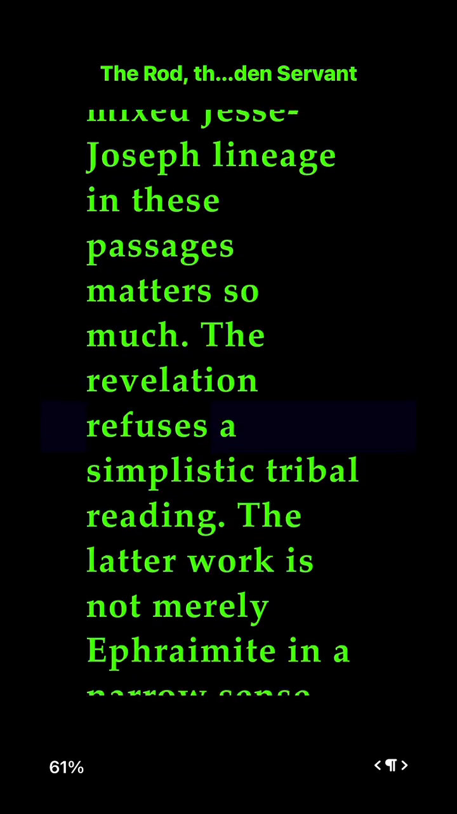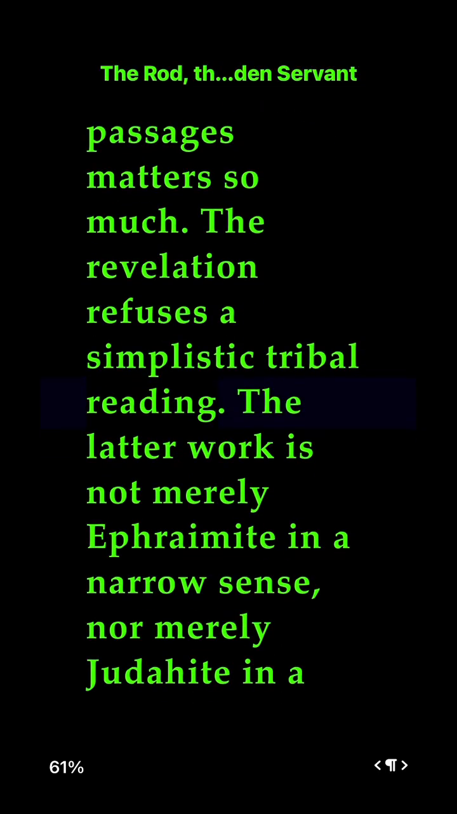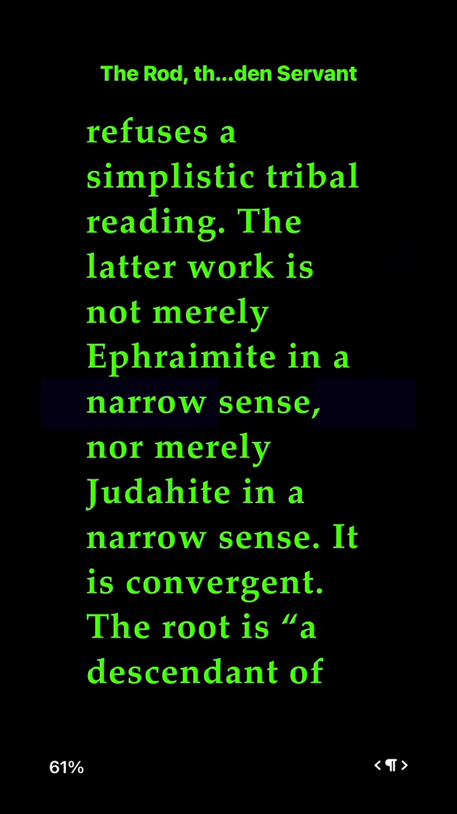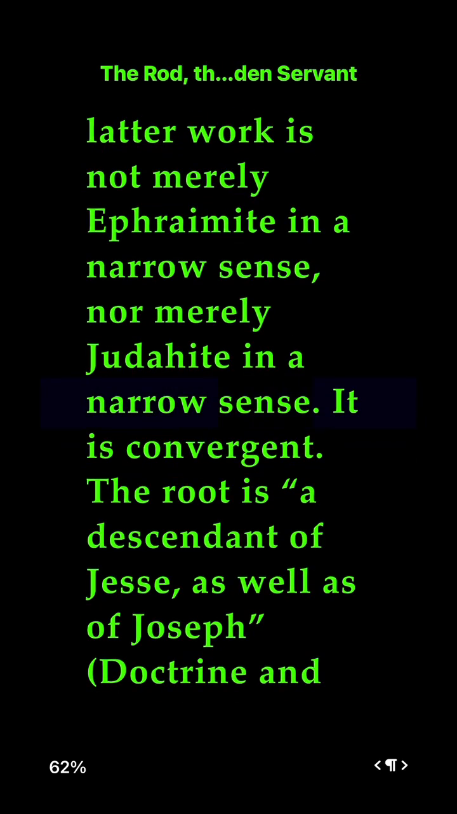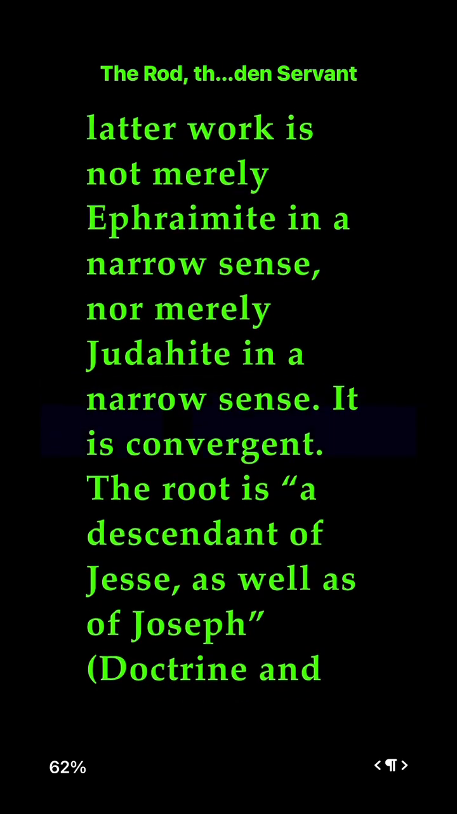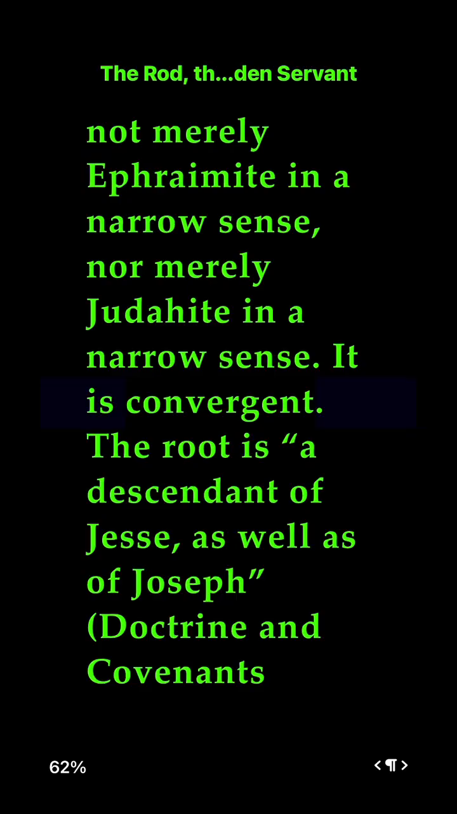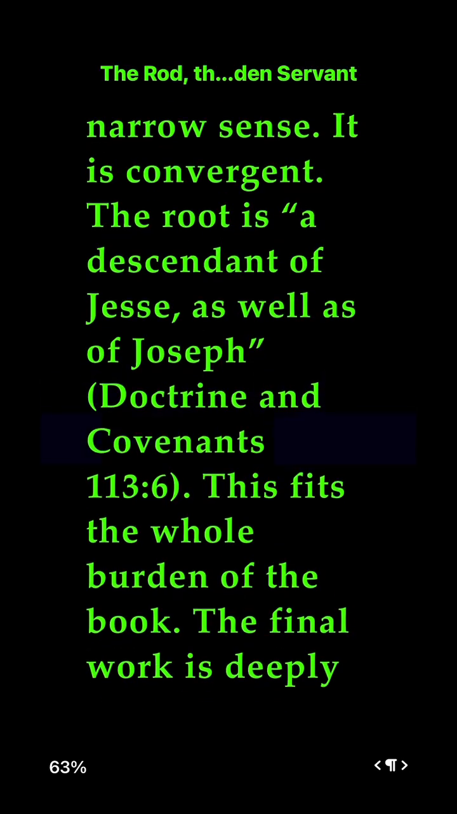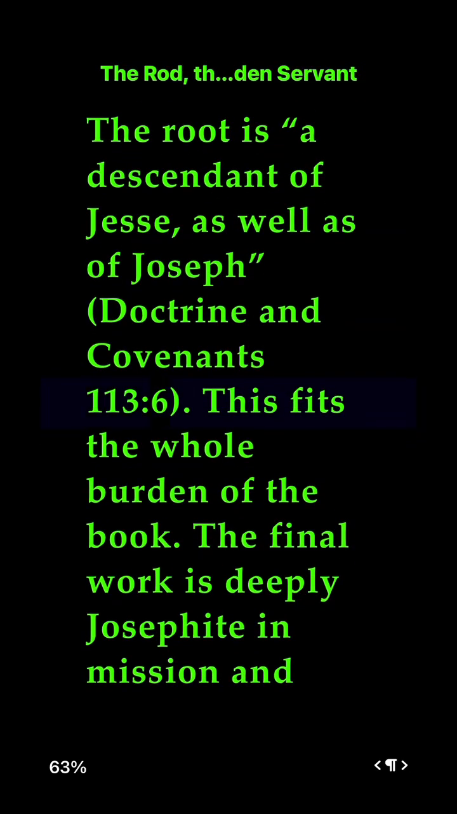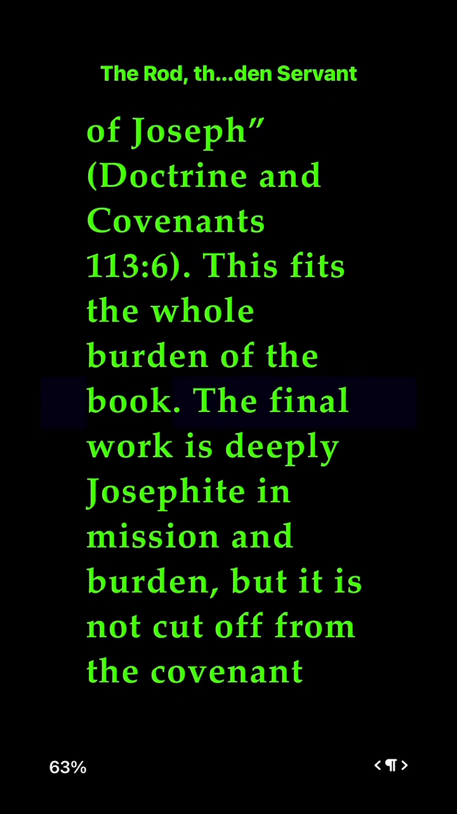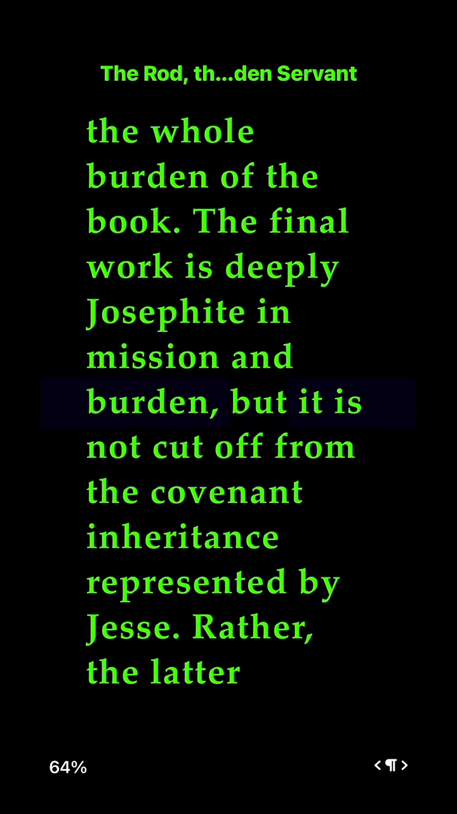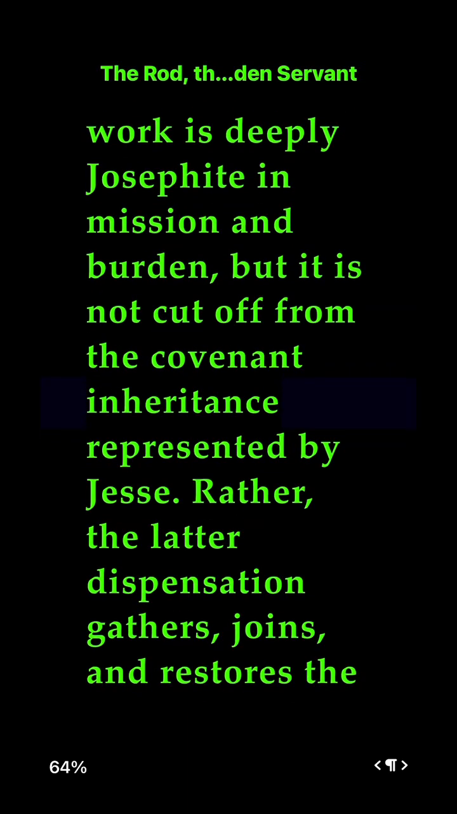The revelation refuses a simplistic tribal reading. The latter work is not merely Ephraimite in a narrow sense, nor merely Judahite in a narrow sense. It is convergent. The root is a descendant of Jesse, as well as of Joseph. Doctrine and Covenants 113:6. This fits the whole burden of the book. The final work is deeply Josephite in mission and burden, but it is not cut off from the covenant inheritance represented by Jesse.